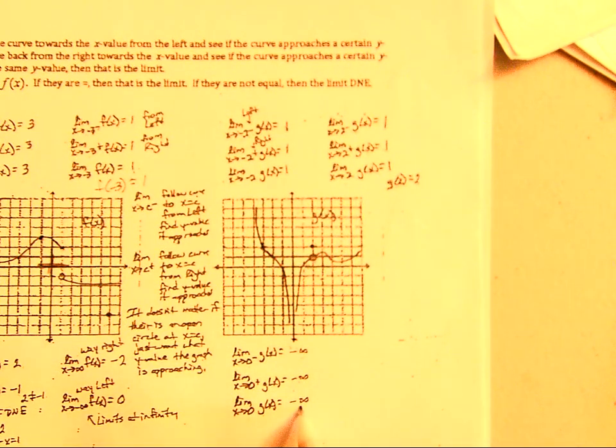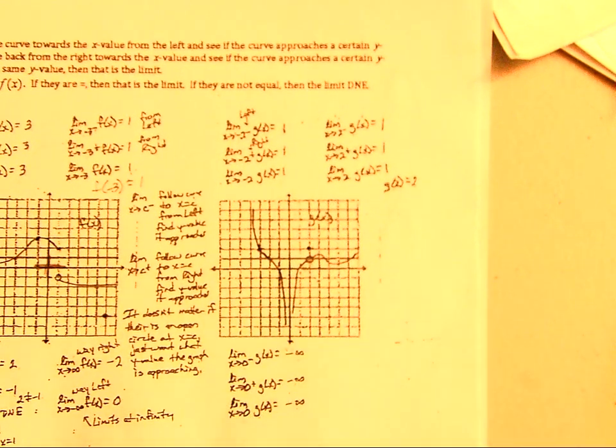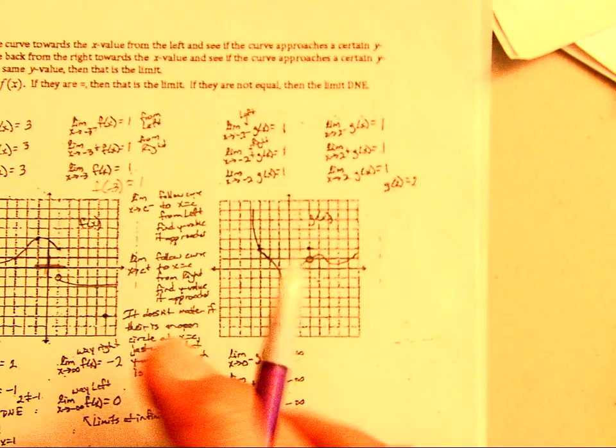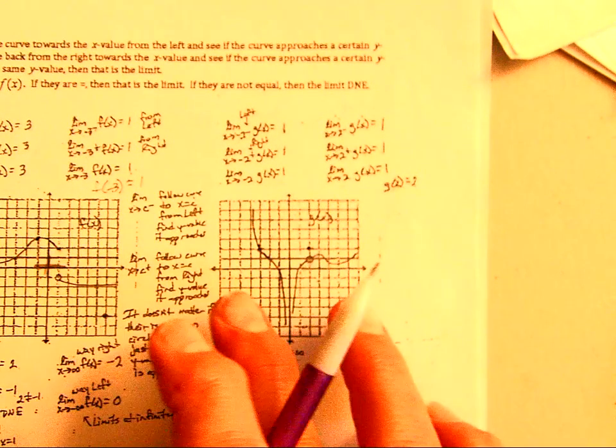A lot of times you'll see that listed as does not exist, which is fine. But a better answer is negative infinity because that describes more what's happened. If I just said does not exist, you really wouldn't know what it looked like. But if I said it approaches negative infinity, you have a good idea. So that's limits from graphs. There's some notes on there about what to do.